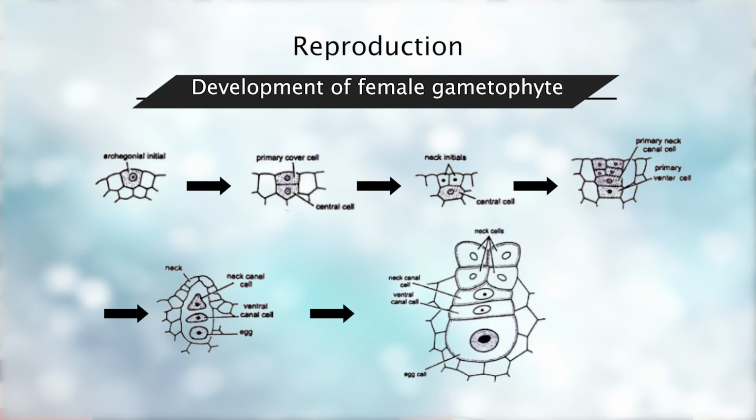So here is the structure of a mature archegonium where we can see that this archegonium is a short flask-shaped structure and it is embedded inside the gametophytic tissue. Only the upper tier, comprising the 4 neck cells, will be exposed. These neck cells are present in 2 tiers of 2 cells each.